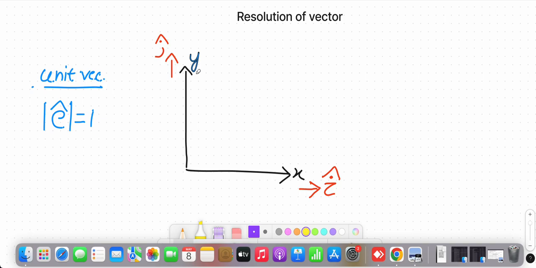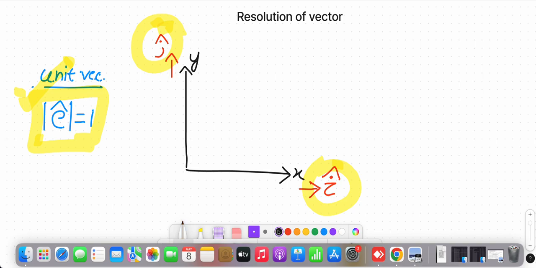As you know already, unit vector means something whose magnitude is 1. Here E cap is a unit vector and its magnitude is 1. Similarly, I cap is a unit vector whose magnitude is 1 and direction along x-axis, and J cap is a special unit vector whose direction is along y-axis.